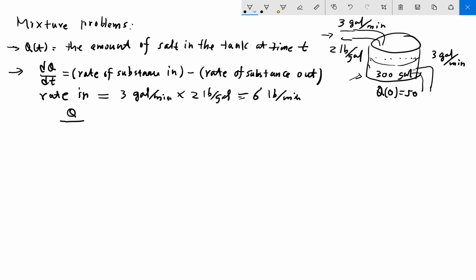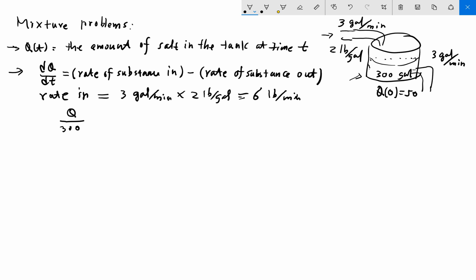Originally we have 300 gallons in the tank. Then the solution gets in at 3 gallons per minute and gets out at the same rate. So at any given time t, the number of gallons is always 300, because the solution gets in and out at the same rate. So this is the concentration.